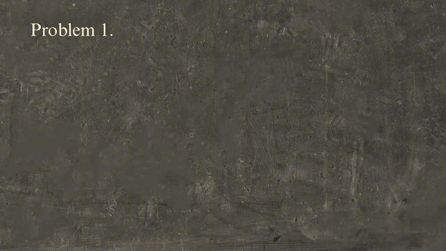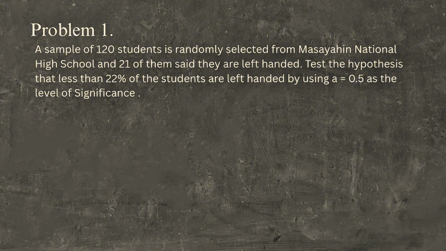Example number 1. A sample of 120 students was randomly selected from Masayahin High School, and 21 of them said they are left-handed. So we are asked to test the hypothesis that less than 22% of the students are left-handed using a 0.05 level of significance.